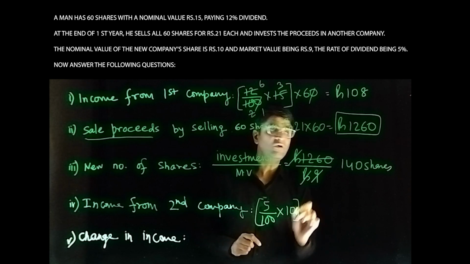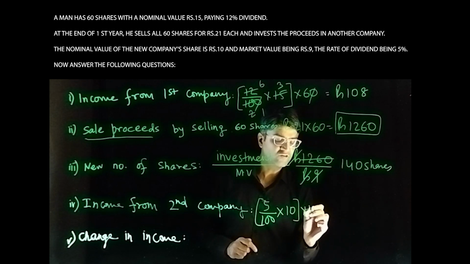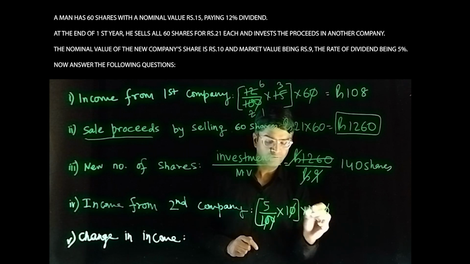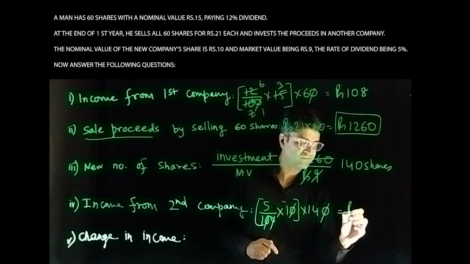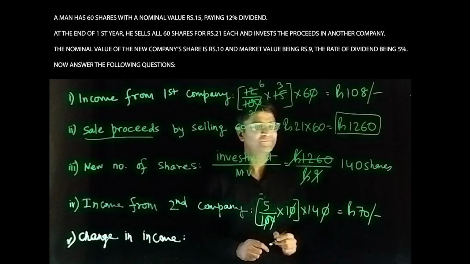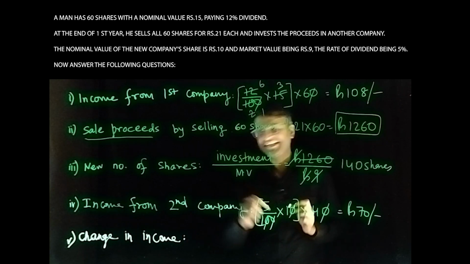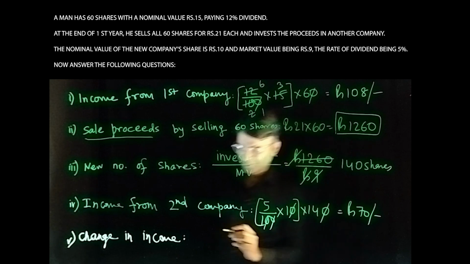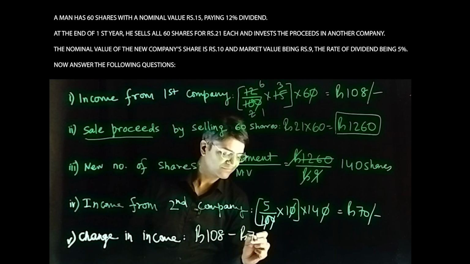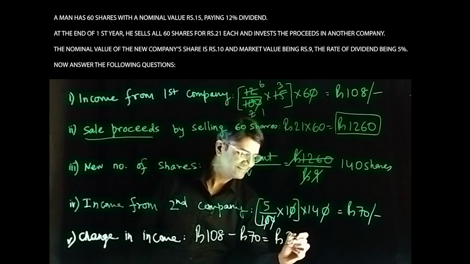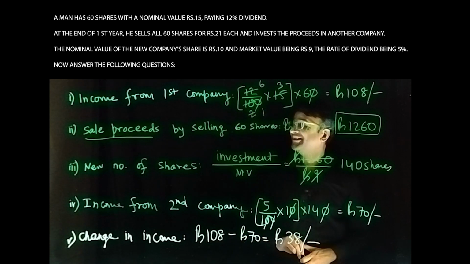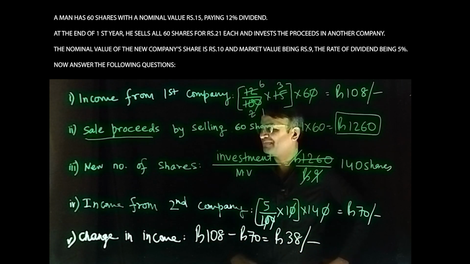Now, how many shares does he hold? 140. So let's multiply this by 140. And if I cancel the zeros, 14 into 5 is rupees 70. Oh, his income has actually dropped. Change in income. Of course, change in income is rupees 108 minus rupees 70. Sadly, there is a 38 rupees drop of income in the second year. A very foolish decision, I must say.